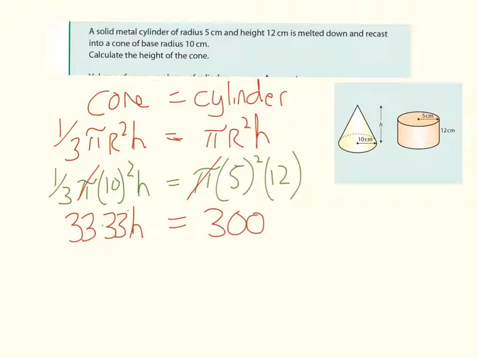So now to finish this one off, to get h on its own, h stays where it is, and we bring the 33.33 across, it becomes a divide of course. So 300 divided by 33.33, keeps on going, and we get h is equal to 9. And that's it done.